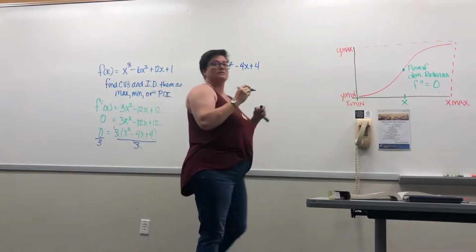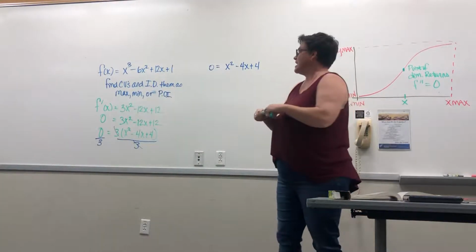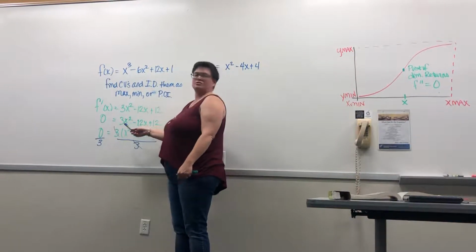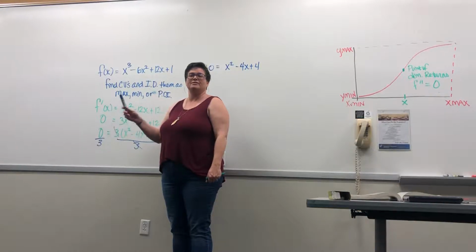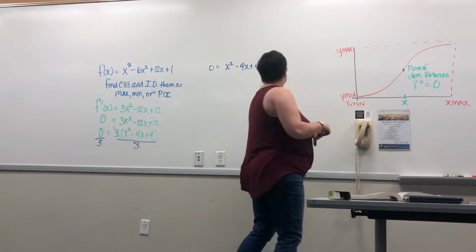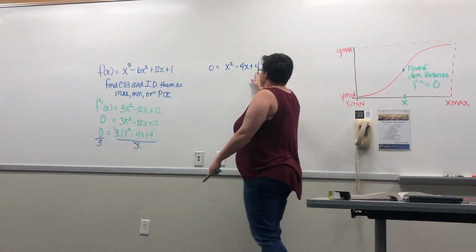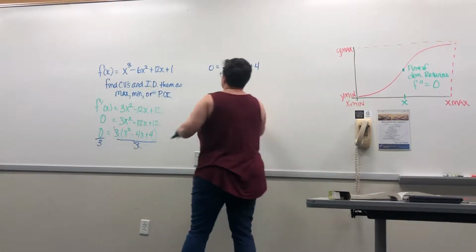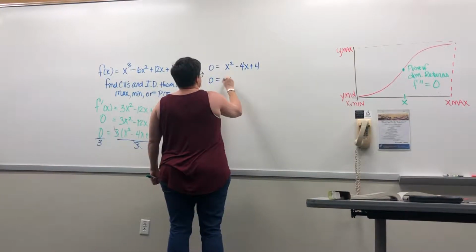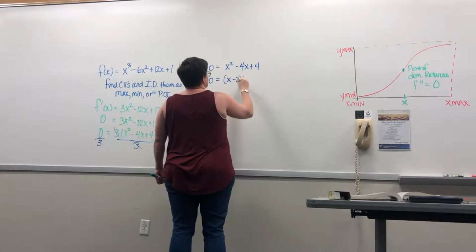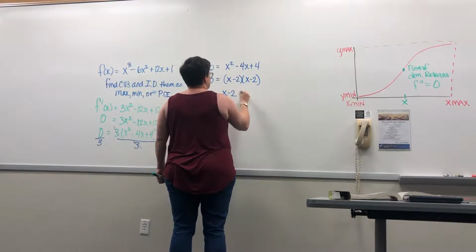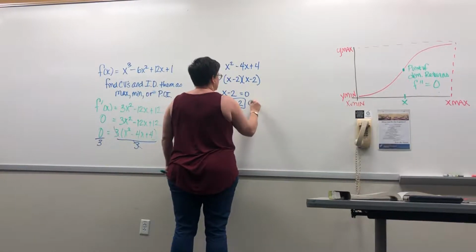The x will stay squared. So what multiplies to positive 4 and adds to negative 4? Negative 2 and negative 2, right? So 0 equals x minus 2 times x minus 2. So x minus 2 equals 0. x equals 2. That's my critical value.